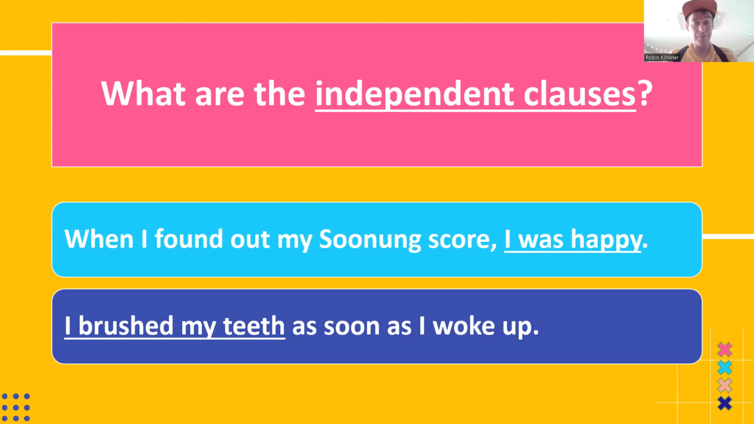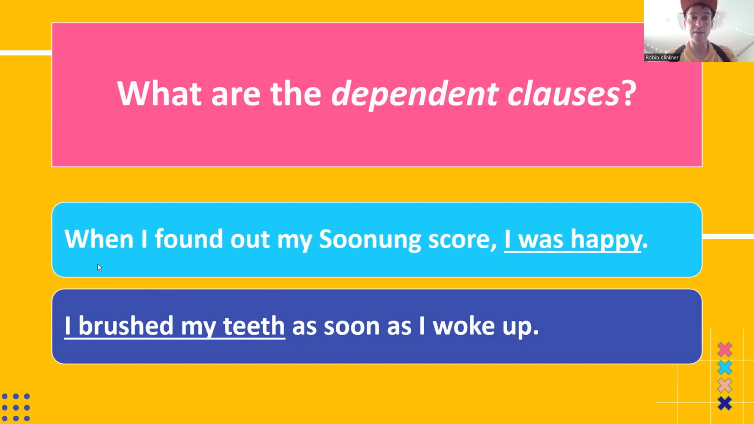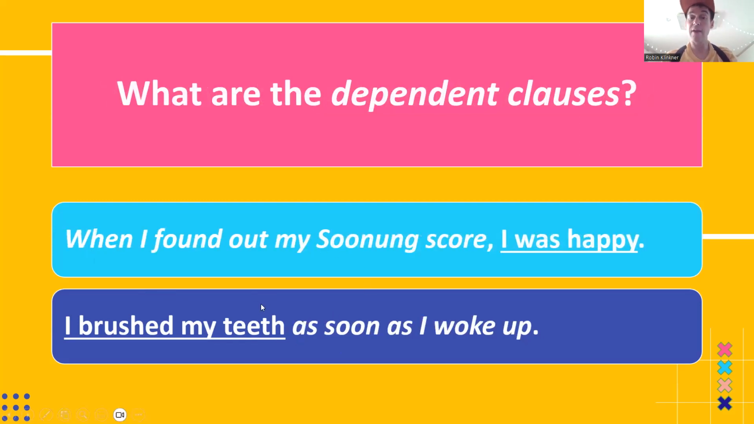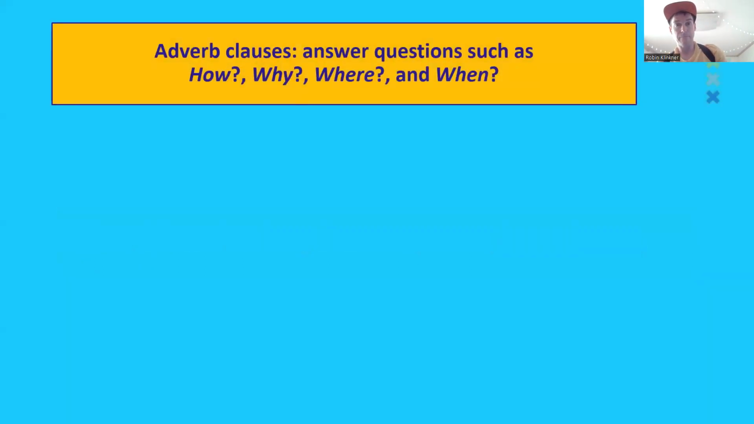And remember, dependent clauses begin with a subordinating conjunction. When, as soon as. So what are the dependent clauses? When I found out my Suning score and as soon as I woke up. So these words are subordinating conjunctions. A subordinating conjunction always begins dependent clauses. So there are three types of clauses. Adverb clauses.